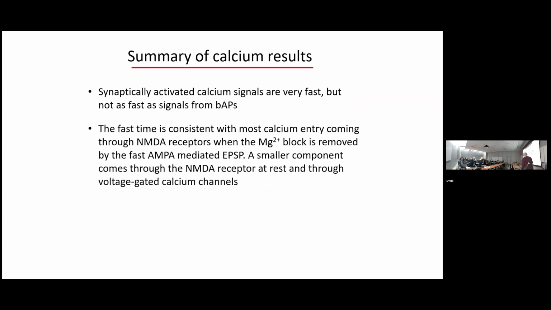And the fast time course of calcium change is consistent with most calcium entry coming through NMDA receptors when the magnesium block is removed by the fast AMPA-mediated EPSP. And a smaller component, which I didn't have a chance to go into, comes through voltage-gated calcium channels. And finally, the fast calcium transients imply that the targets must react quickly. Okay. Thank you very much.